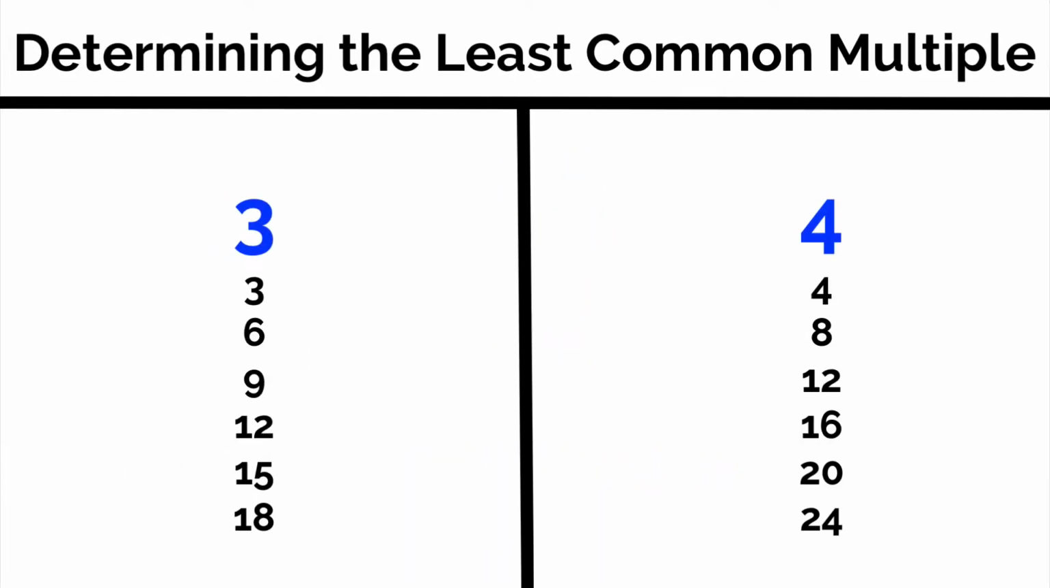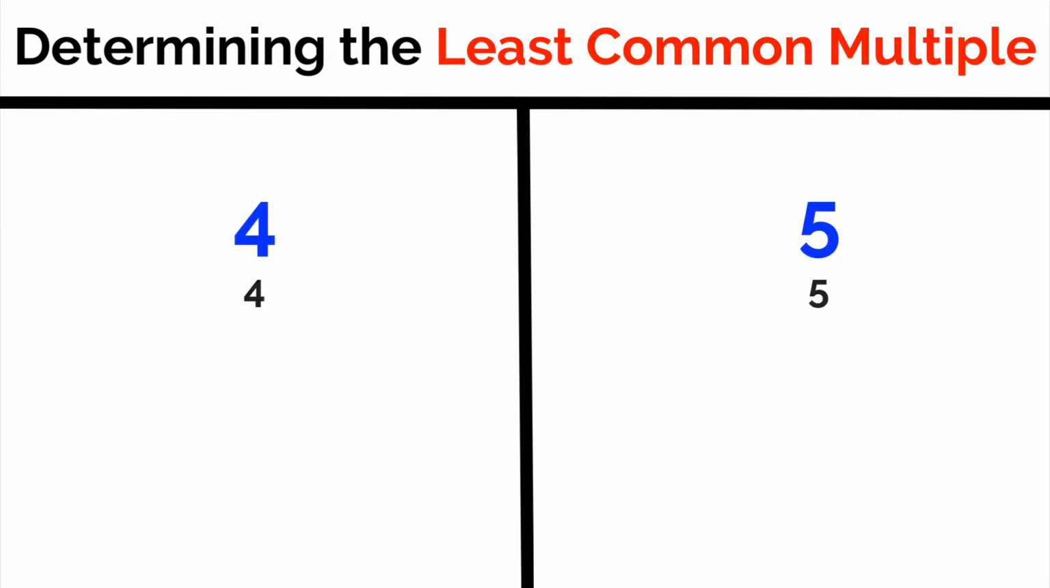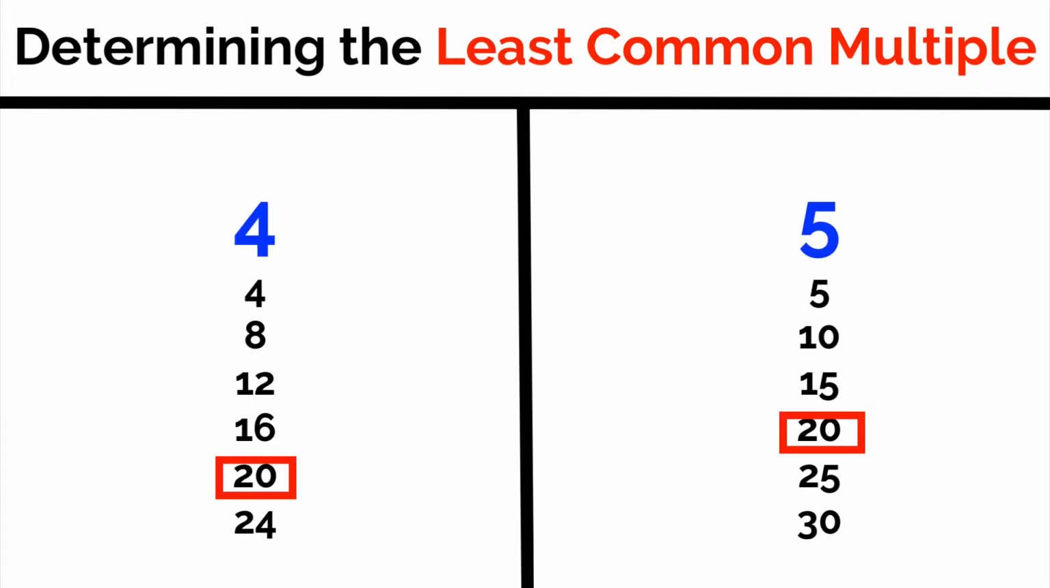So what if we compare 3 and 4? We might want to know the smallest number in both of these lists. We would call this the least common multiple, because it is the smallest number that is common to both numbers. In this case, that's 12. What about 4 and 5? That would be 20.